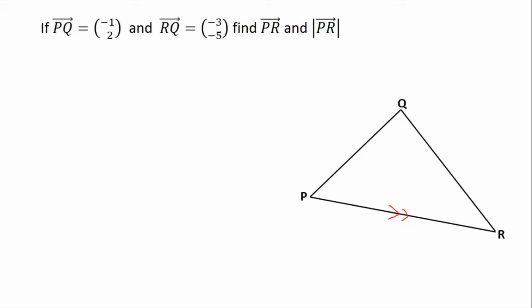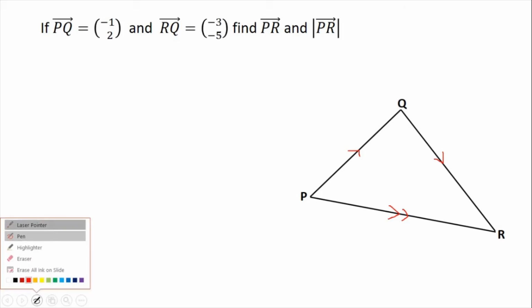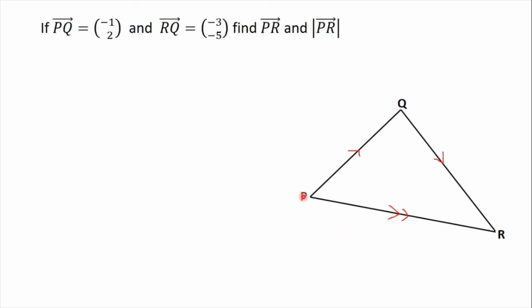Now we know that vector PR is equal to vector PQ plus vector QR. So moving from P to R, PR is equal to moving from P to Q, then from Q to R. So vector PR is equal to vector PQ plus QR, as you've seen from the diagram.